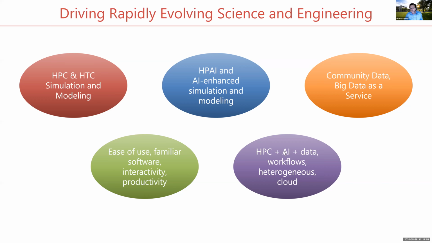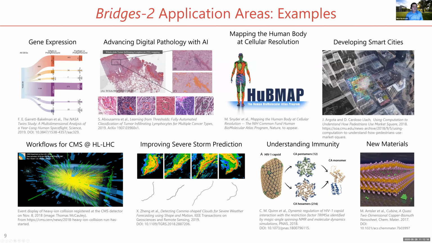And then the fifth area here is really integrating high performance computing, artificial intelligence, and data, and building complex workflows, leveraging heterogeneous computing, and interfacing with other clouds. So all these together really give us a foundation for supporting rapidly evolving science. And some examples of what that means are on this next slide.